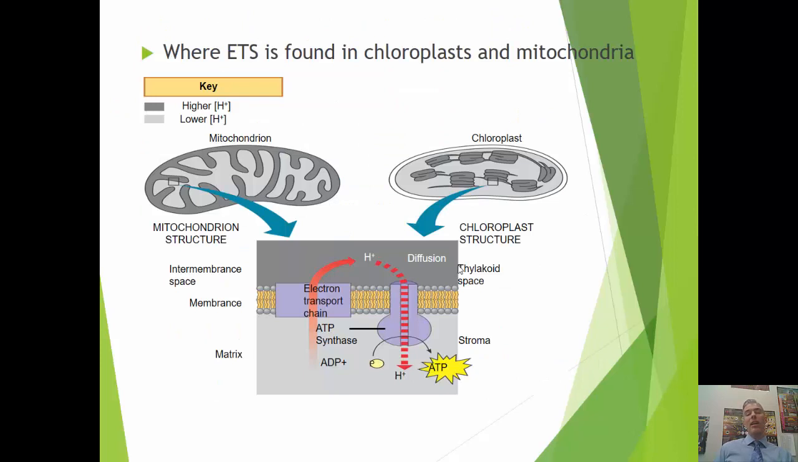Now, if you look at the concentration of hydrogen ions in both, notice in the inner membrane space of the mitochondria, we have a higher hydrogen ion concentration, therefore a lower pH compared to the matrix of the mitochondria. In the chloroplast, the higher hydrogen ion concentration is actually inside the thylakoid when the light reactions are occurring. Therefore, when light is there, we have a low pH inside of the thylakoid compared to the stroma.